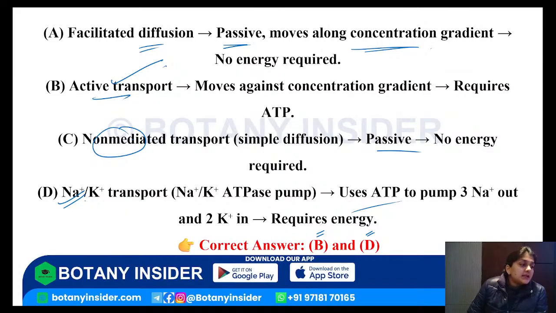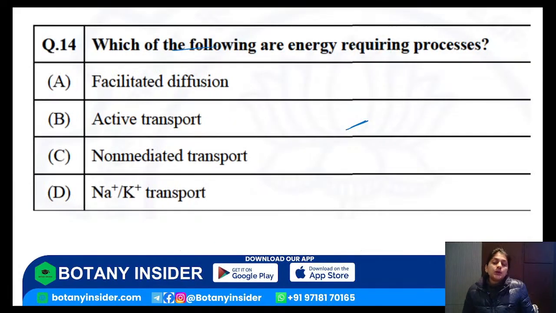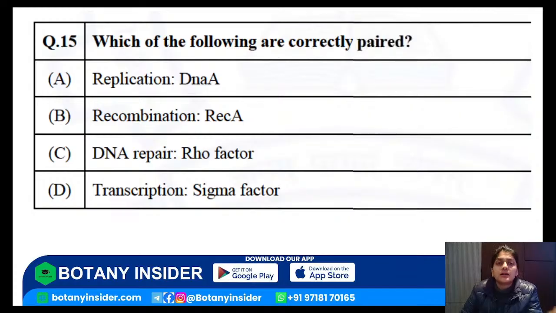B and D, how can you have non-mediated transport or simple diffusion using ATP altogether? Non-mediated transport also does not require it. B and D, yes. A and C are not the ones. Next question.